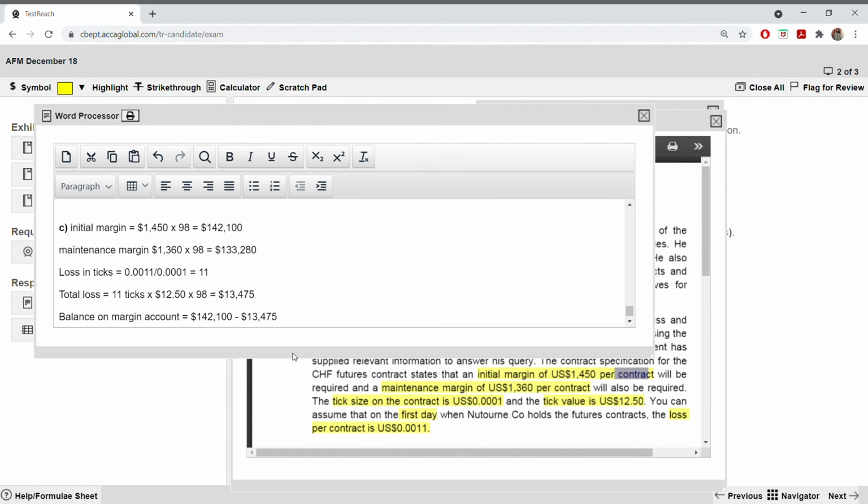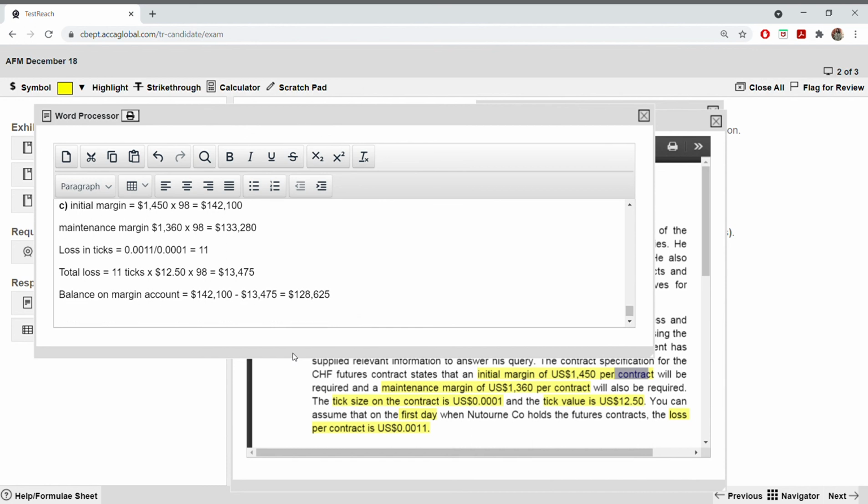Basically, whatever calculations you are doing, you are explaining them in words. So equal to dollars. Now see what happened: $128,625. If you see, the balance of the margin account fell below the maintenance margin. So what should you do? This is less than the maintenance margin. You have to write it, I'm not writing it, but you write it.